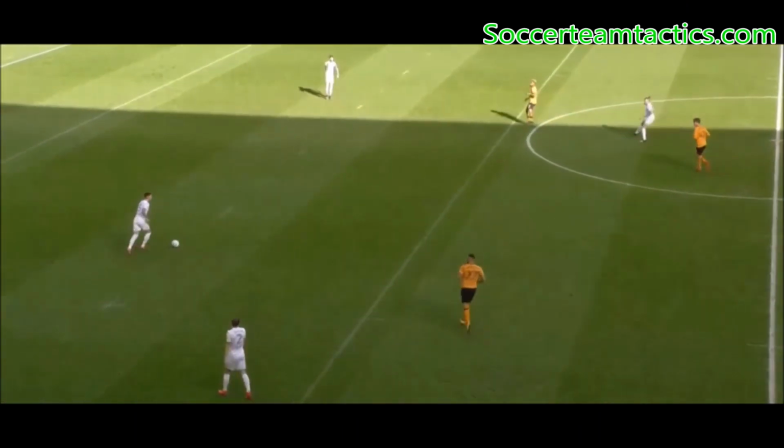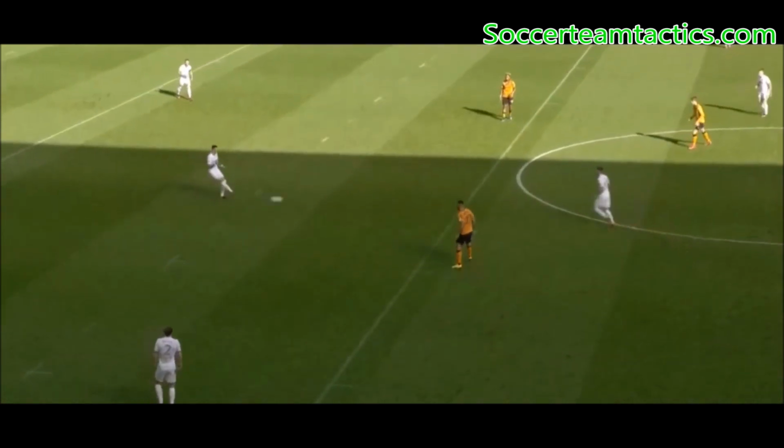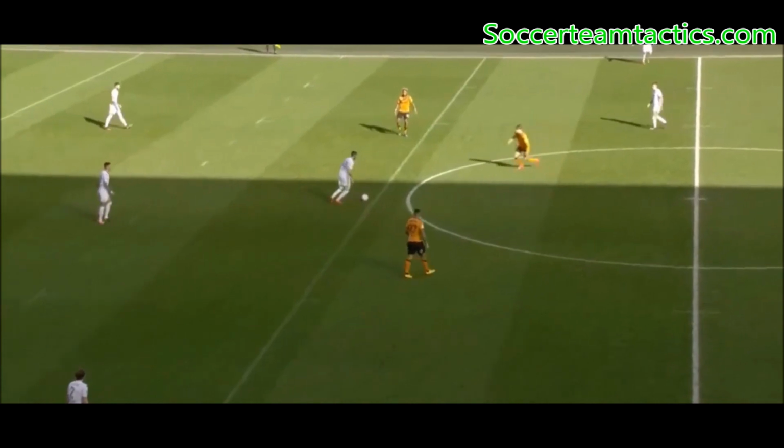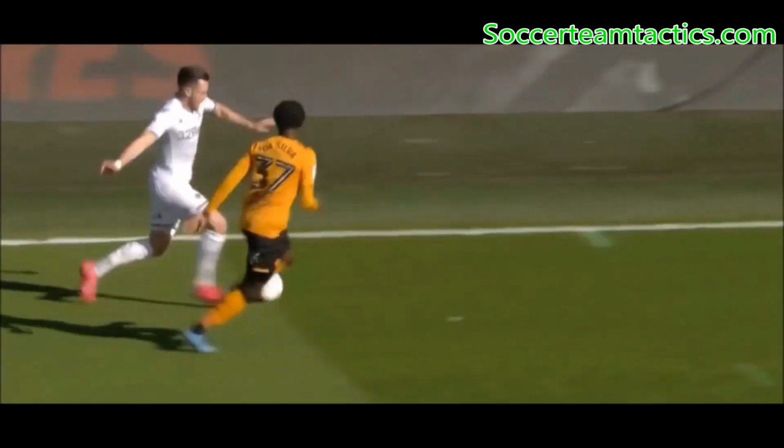In this situation it's Phillips again who moves away from the ball, creates space for the attacking midfielder who drops back, receives, and then Leeds United midfielders move the ball further forward after these rotating movements.